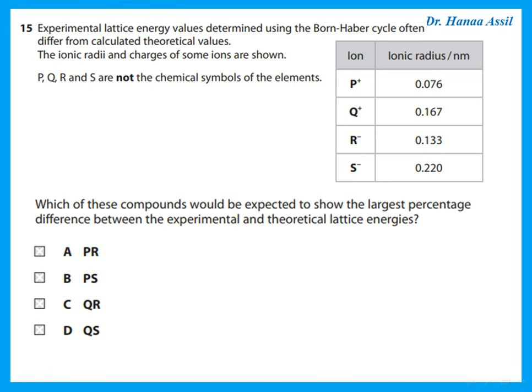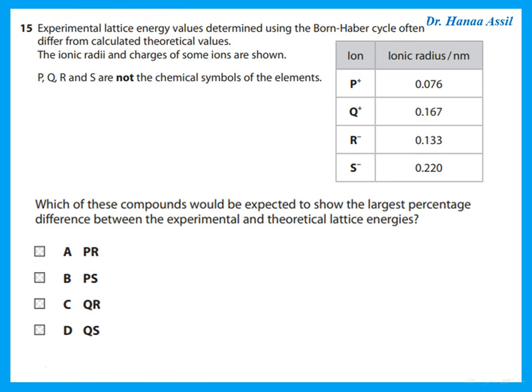Experimental lattice energy values determined using the Born-Haber cycle often differ from calculated theoretical values. The ionic radii and charges of some ions are shown. So he has ions which he calls P, Q, R, S, and he gives me the ionic radius, and he's asking which of these compounds would be expected to show the largest percentage difference between experimental and theoretical lattice energies.